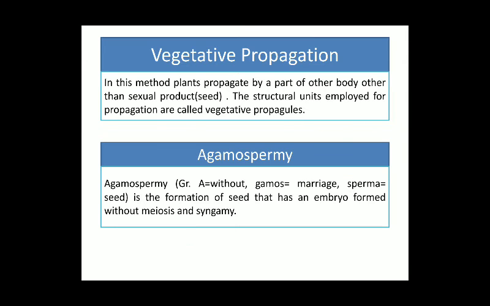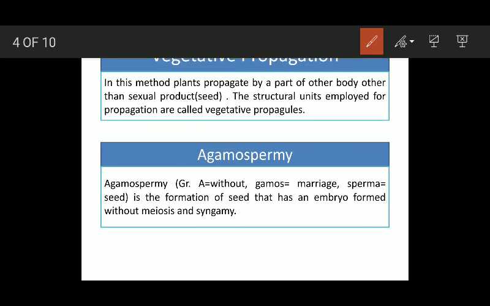Now first of all, what is vegetative propagation? At this point of time, we won't go into the details of vegetative propagation. We'll remember what vegetative propagation means. In this method, plants propagate by a part of their body other than the sexual product. Any part of the plant, whether it is leaf, whether it is stem, whether it is root, that help us in propagation, that help us in multiplication, that leads to the generation of new plants. Okay, this is known as vegetative propagation.